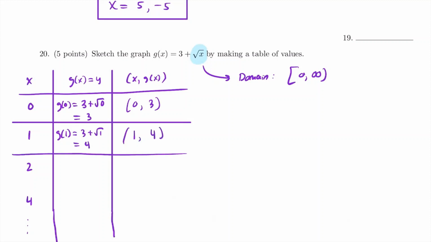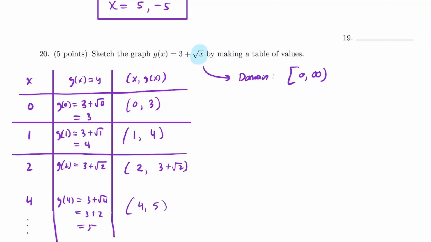And then when you plug in 2, you have g of 2. Now this is not a nice number, so you just write 3 plus square root of 2. So we're probably not going to plot this one, but it's a number a little bit greater than 3. And then for g of 4, we get 3 plus square root of 4, which is 3 plus 2, that's 5. Okay, that's nice. 4 comma 5. So you have an idea how the graph looks just by looking at the table.